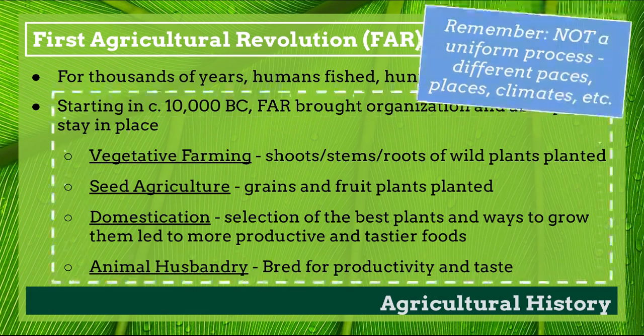And remember, I want you to recall that I just showed you all those different places where agriculture developed independently. This was not a uniform process that took place all at once, everyone doing the same thing. It happened at different paces in different places around the world, and that varied wildly by climate and tradition and so forth.